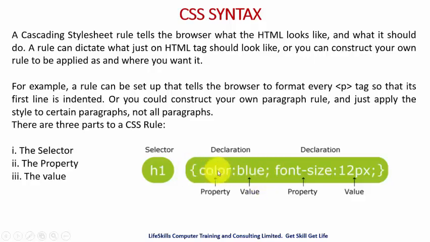If you want to apply more properties to this H1 selector, you begin another property, put a space, font size, another property, the colon, then the value of the property, then you close it with a semicolon. So that is how to declare CSS. So there are three parts. We have the selector, we have the property, then we have the value. I'm going to take each of these parts one by one.